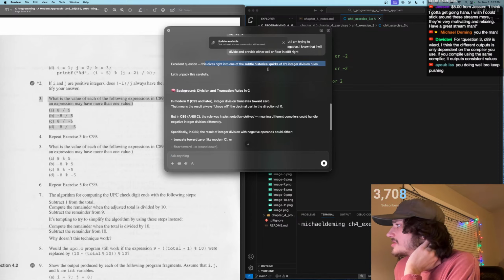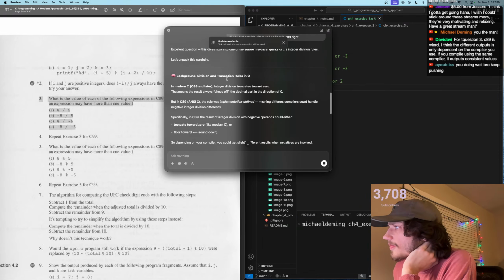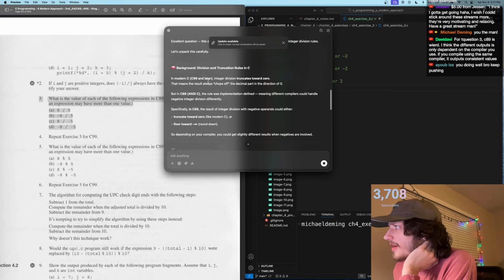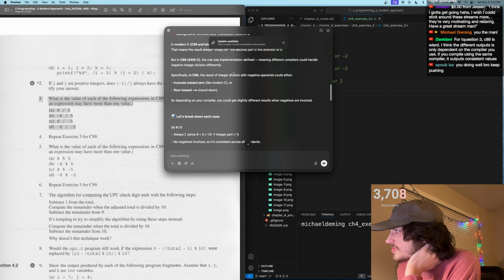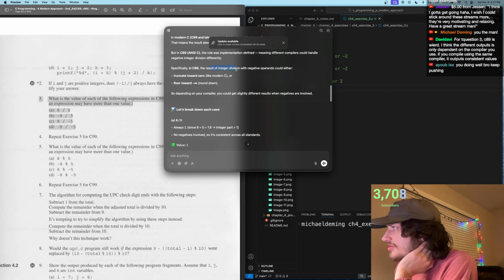This dives right into the subtle historical quirks of C's integer division rules. Background: division and truncation rules in C. In modern C, C99 and later, integer division truncates towards 0. This means the result always chops off the decimal part. In C89, the rule was implementation defined, meaning different compilers could handle negative integer division differently. Specifically, the result of integer division with negative operands could either truncate towards 0 like modern C or floor toward negative infinity and round down. So depending on your compiler, you could get slightly different results when negatives are involved.